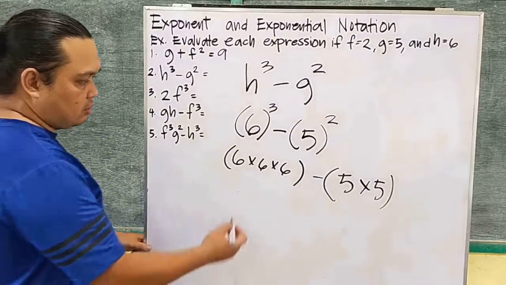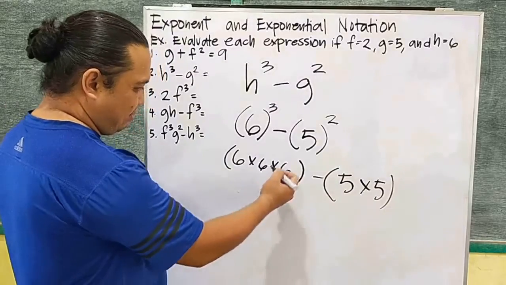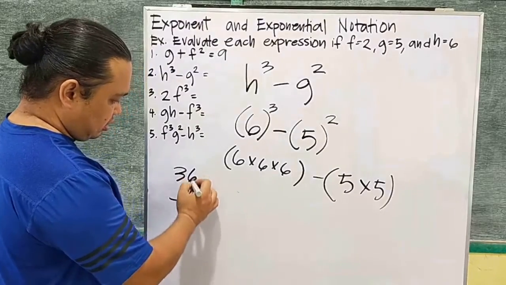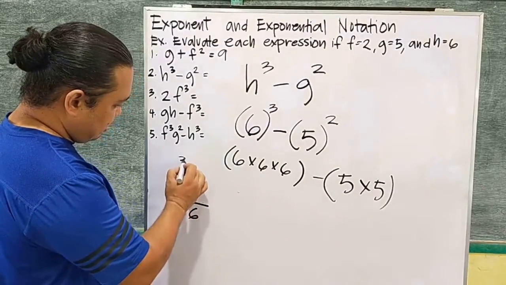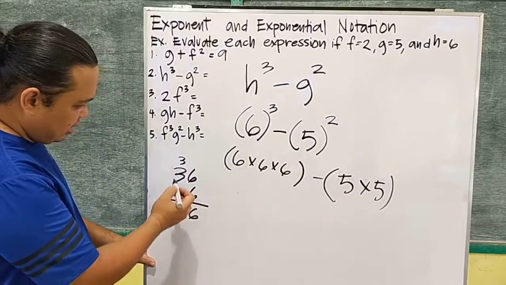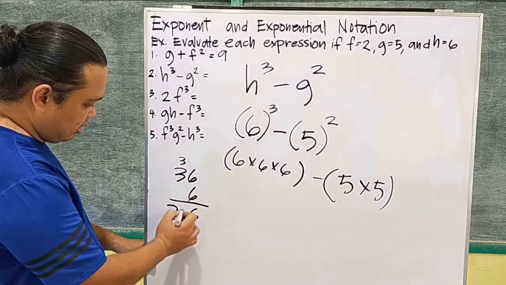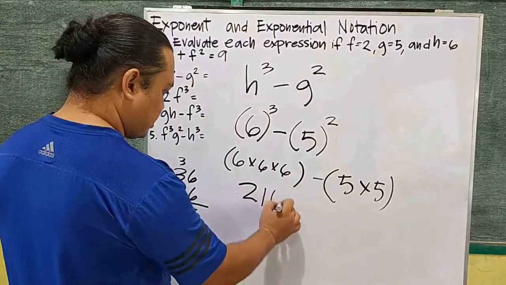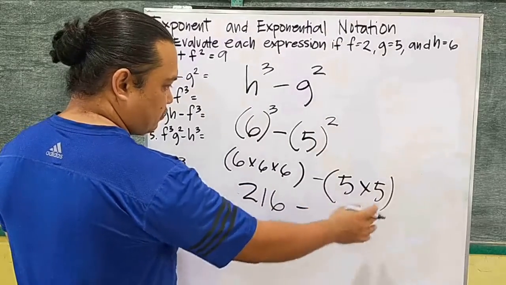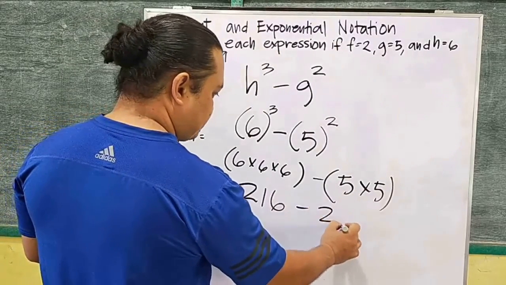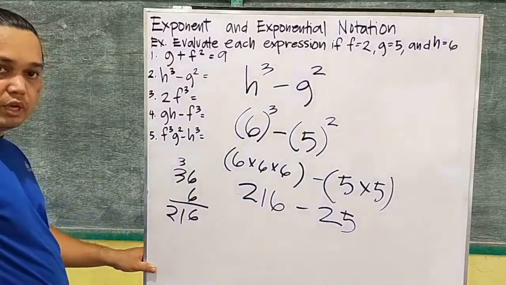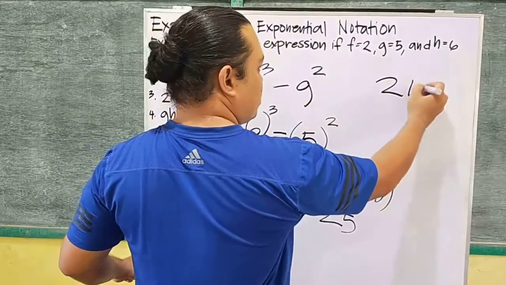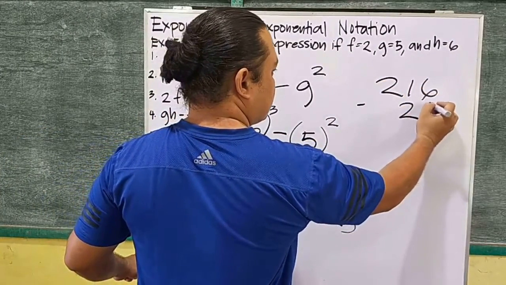Now let's do that. 6 times 6 is 36, times 6. 36 here times 6. 6 times 6 is 36, 6 carry 3. 6 times 3 is 18, 18 plus 3 is 21. So we have 216. Minus, now 5 times 5 is 25. So we have 216 minus 25. Let's do that.